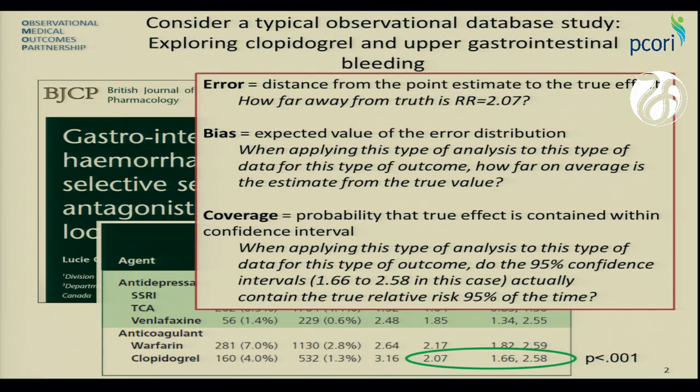And we heard about uncertainty from Steve's talk earlier. One of the things that we've been focused on is thinking about coverage. Specifically, what is the probability that a true effect is contained inside of that confidence interval? So one way to think about this, if I apply the same type of case control study to this same type of electronic health record data for this same GI bleeding outcome, do the 95% confidence intervals that we generate from our studies actually contain the true answer 95% of the time?